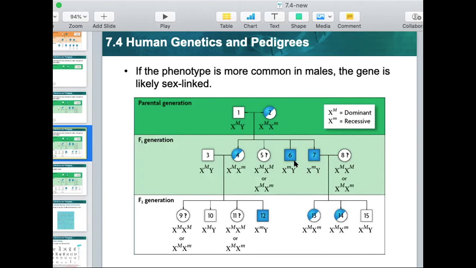And then for the girls, we don't know about this girl right here because she wasn't married and we don't see her children. So we're not sure if she is a carrier or not. But for this girl over here, because she was married and had a family with colorblind kids, we know that she must have carried the trait of colorblindness.